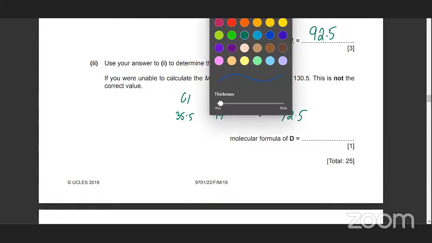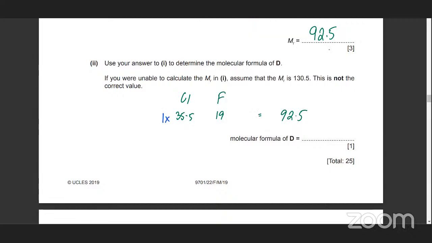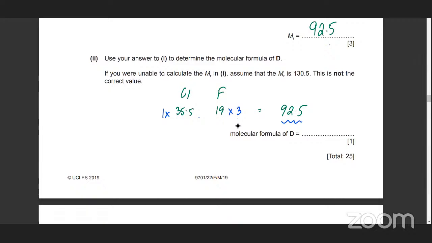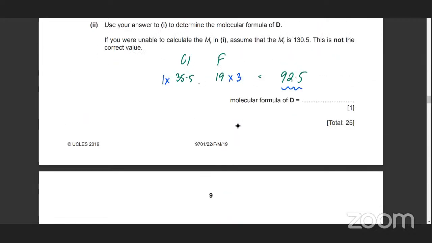I'm pretty sure there's going to be just one Cl. Why? Because 0.5 is coming, so there should be an odd number of Cls. It can't be 3 Cls, because if you have 3 Cls the value would be more, it would be 105. So probably just one Cl. Sorry, 1 Cl and 3 fluorines. So it's going to be ClF3.